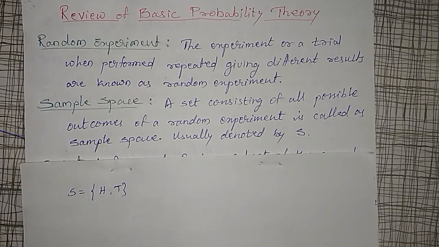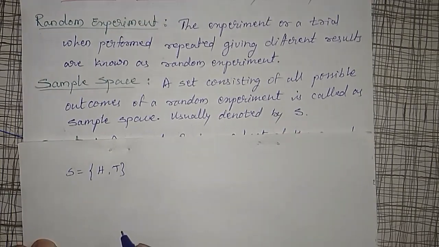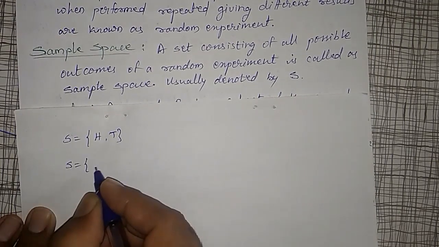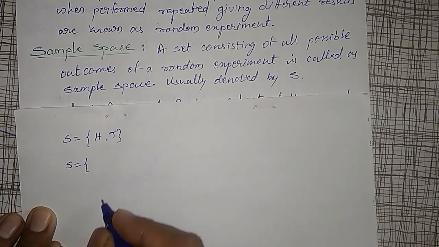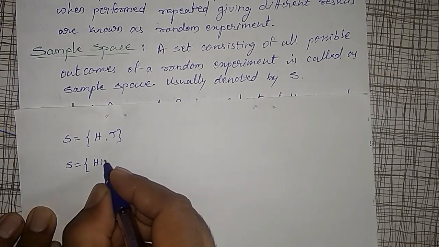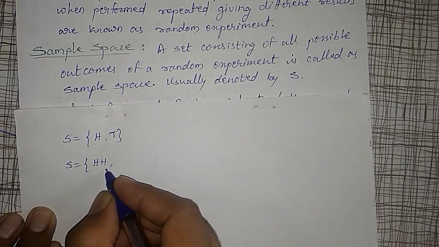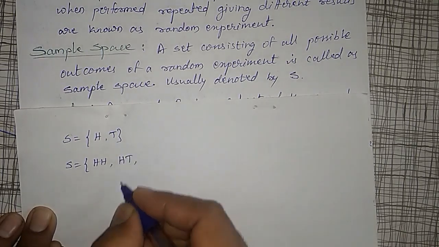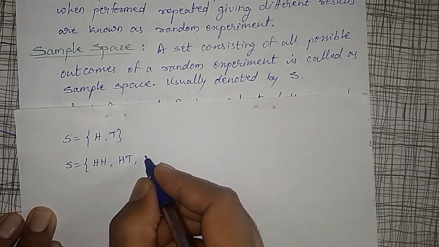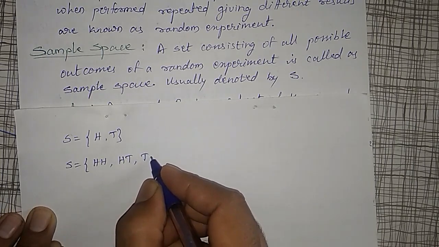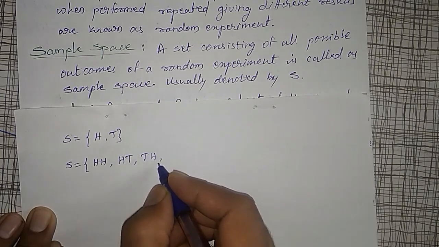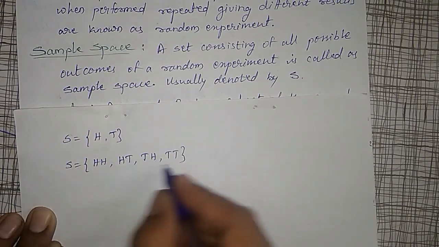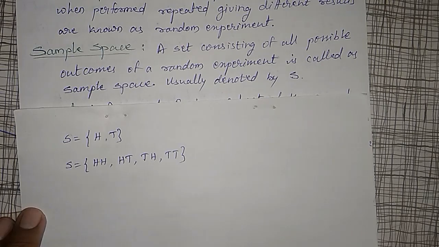Or whenever you toss two coins, then the possible outcomes are: first coin and second coin both may get head, or first coin may get head and second coin tail, or first coin may get tail and second coin head, or both the coins may get tail. These are our possible outcomes.